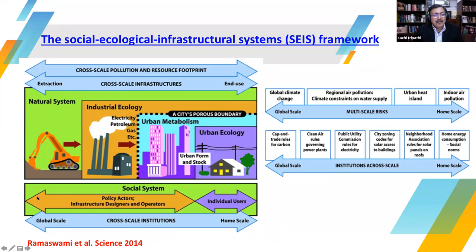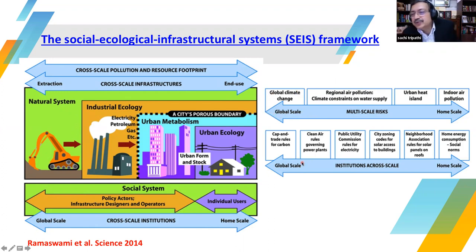And who are the people involved here? These are social systems. Infrastructure designers and operators work at this scale. And then at the urban scale, there are individual users who operate at the home scale. These social systems can operate as cross-scale institutions, or go up to the global scale. So there is a very strong interaction across the scales and also through a variety of social actions. Notice here, on the home scale you have indoor pollution, you have the urban heat island at the urban scale, then regional air pollution, and then global climate change, correct?